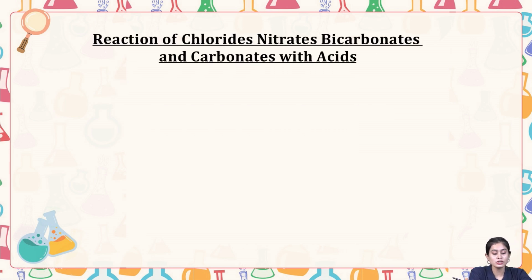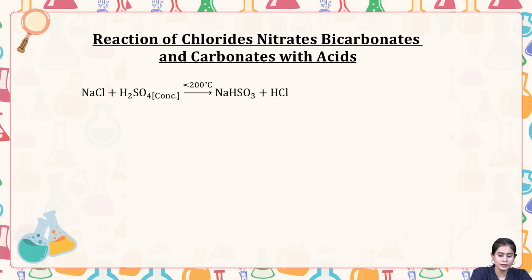Moving on, reaction of chlorides, nitrates, bicarbonates and carbonates with acids. So how these things will react. So two examples we will see of each. So first we will take chloride. So we can take a very common example, sodium chloride. React it with what? Acid. Which acid? Concentrated sulfuric acid we are taking. What are we getting? This part, NaHSO4, can you see that? And this part, HCl. Can you see this acid again getting formed? Which acid? Hydrochloric acid, because we are using the chloride salt of sodium, correct?